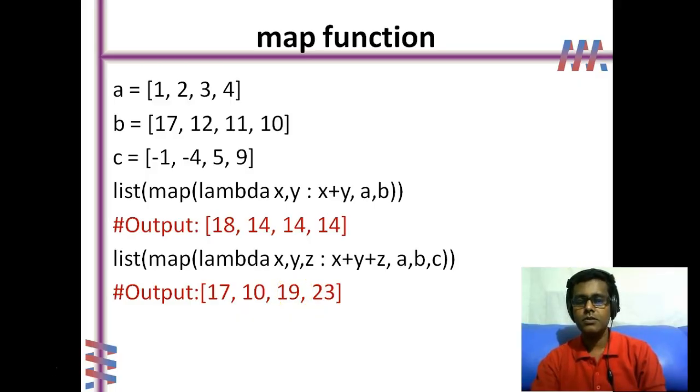So this is how we will write the lambda function and we will be using it inside the map function to map a set of inputs into another set of outputs. So here my set of input is A, B, C. So that is mapped into another set of output, that is x plus y or x plus y plus z, depending upon the lambda function we have written.